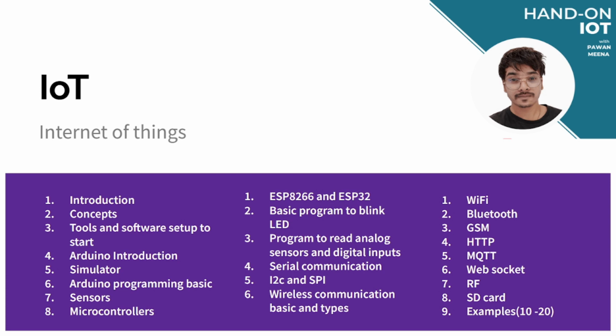Then we will start the wireless communication protocols, and first we will understand the basics and types. Then we will do some practicals on Wi-Fi, Bluetooth, and GSM. We will study some protocols like HTTP, MQTT, and WebSocket, and we will see some examples of radio frequency communication like Zigbee. And then we will interface an SD card with our microcontroller, and after that we will dive deep into a few more examples.